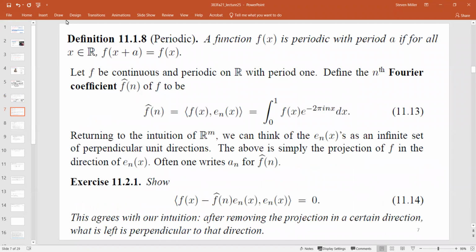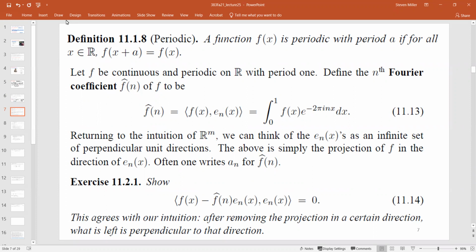Okay, so the next is just some standard notation that hopefully you've seen before, at least the first one. A function is periodic with period a if every time I increase by a, I come back to where I started. And what are great examples of periodic functions? Sine and cosine, anything else?